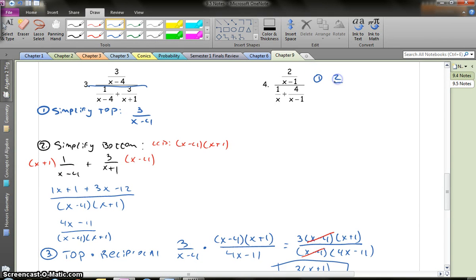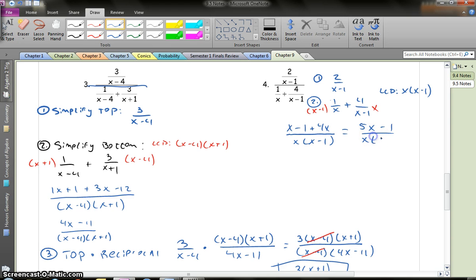Step 1, simplify the top. It's good to go. Step 2, simplify the bottom. Well, I have 1 over x plus 4 over x minus 1. So my LCD is x times x minus 1. This side's missing an x minus 1. This side's missing an x. So my numerator looks like x minus 1 plus 4x all over x times x minus 1. So I get 5x minus 1 over x times the quantity x minus 1.